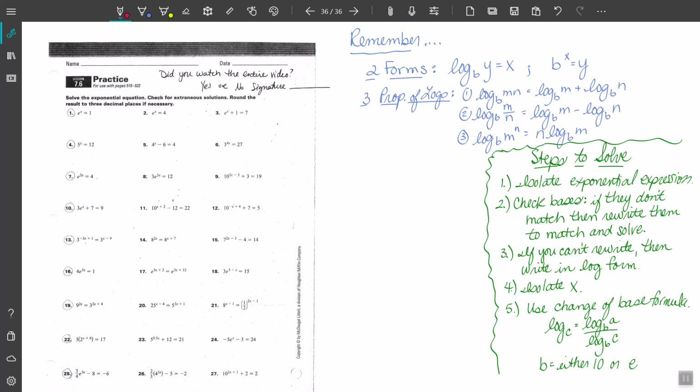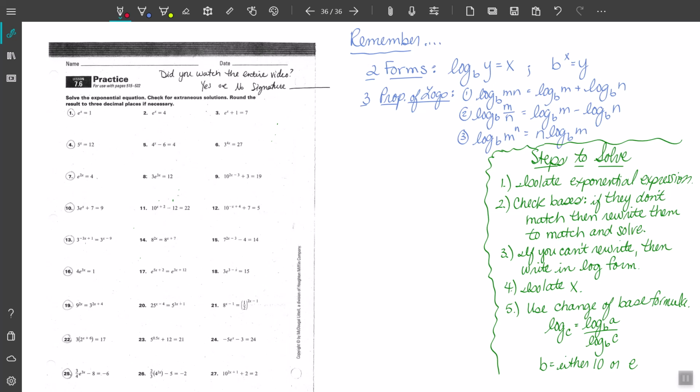All right, well, we're going to put all of these different things that we have learned together in 7.6. I gave you some notes over here on the side, things that you're going to want to remember that we've talked about in previous lessons. The two forms of this function. So you've got your logarithmic form and you have your exponential form.